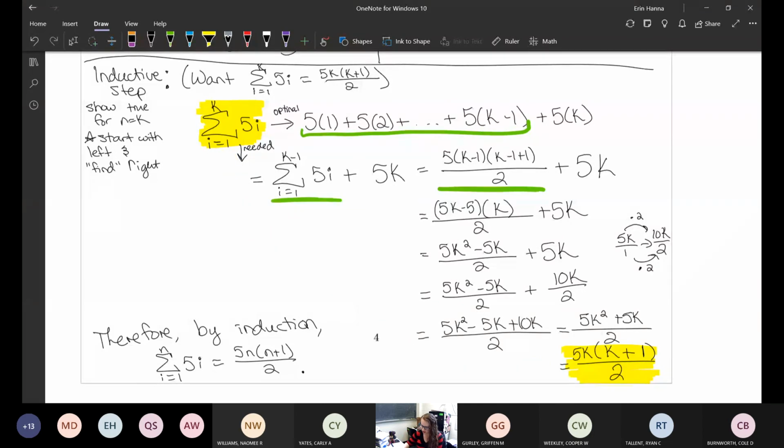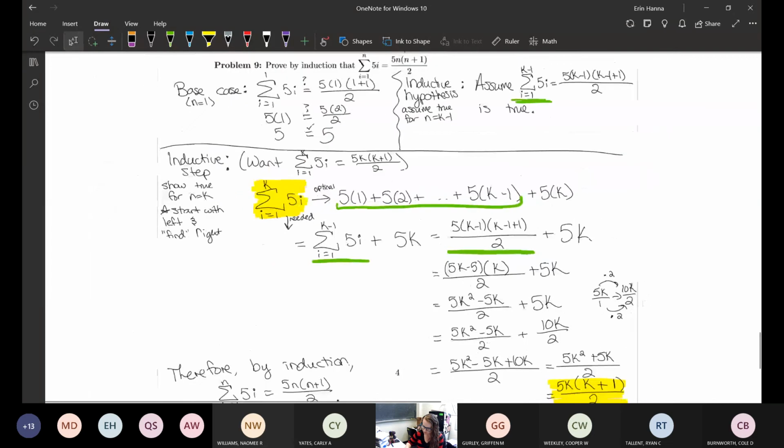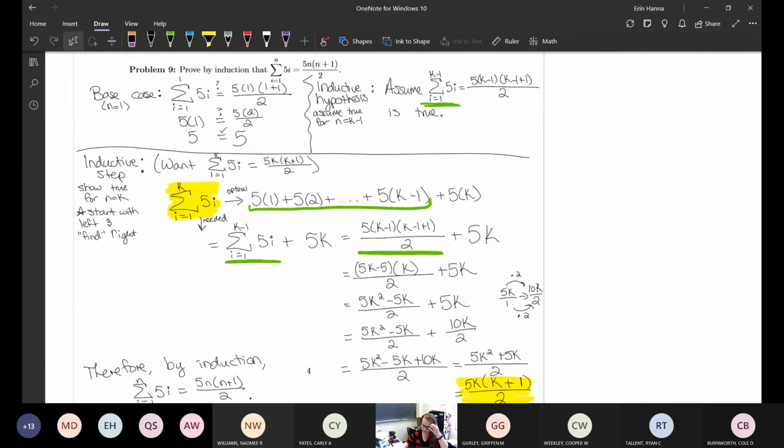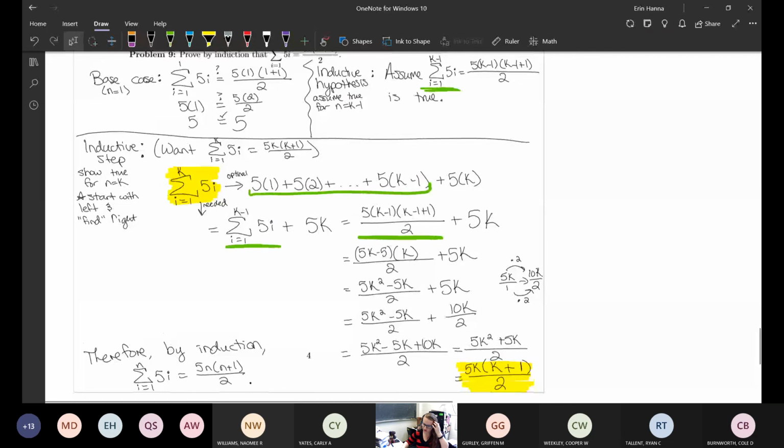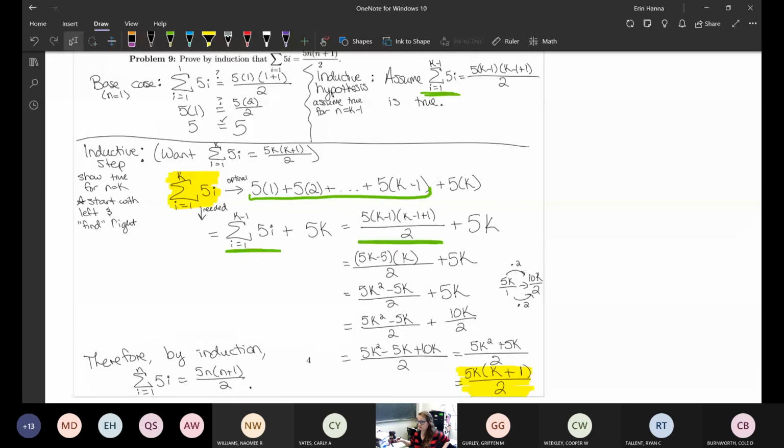And the way we can do that is by using the inductive hypothesis to replace into our inductive step, if that makes any sense. All right, questions, concerns about that?